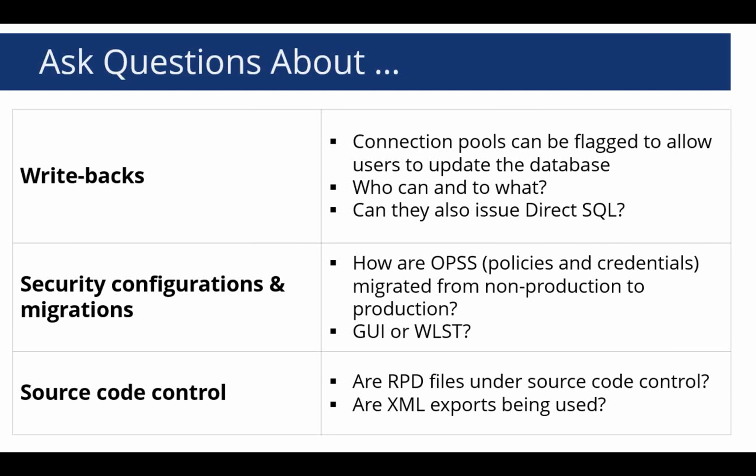Source code control. The RPD is so much the center, or single source of truth, for anything about an OBIEE application layer. Do you have that under source code control? We commonly recommend considering using the feature to export to Excel and then placing individual parts of the RPD file under source code control.